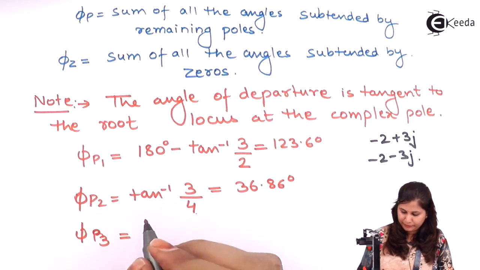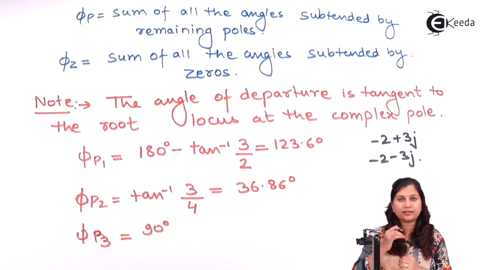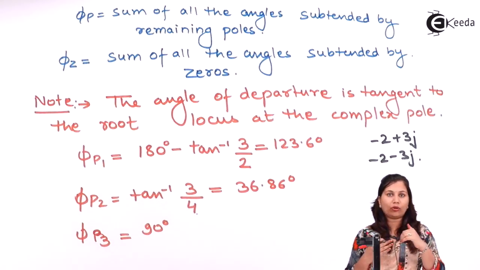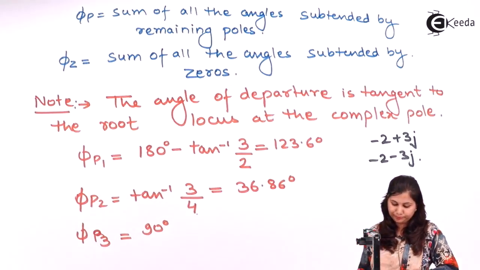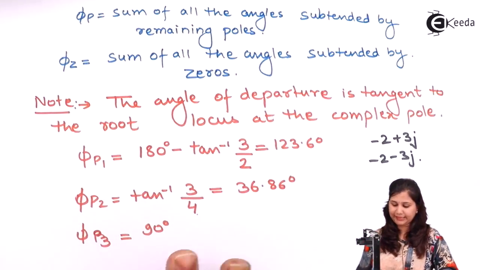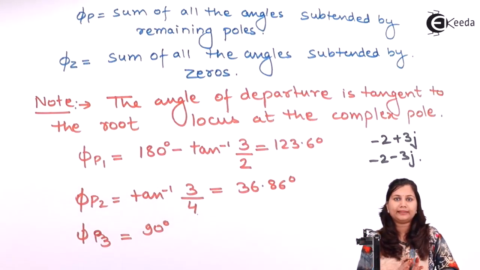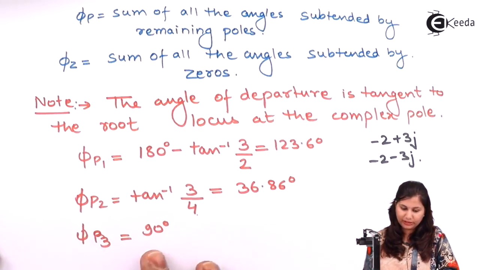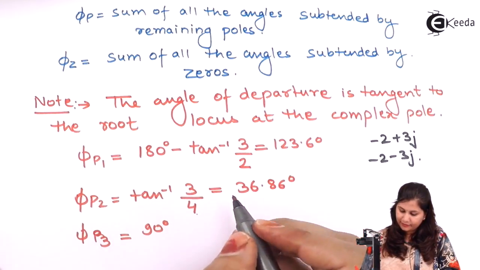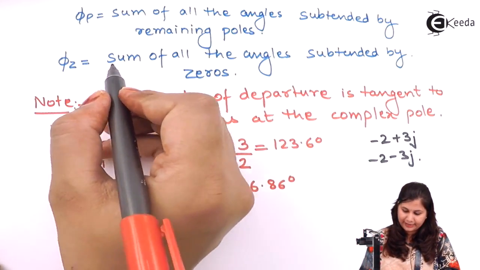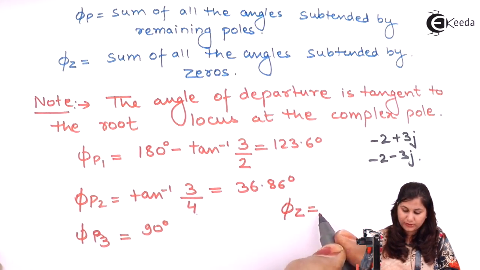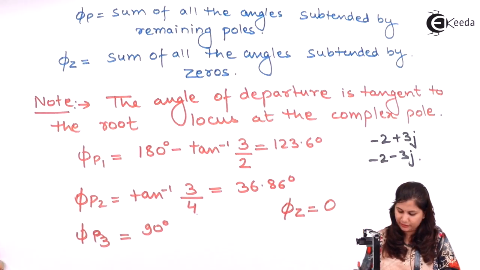Phi p3 will be 90 degrees, because one complex pole will subtend an angle of 90 degrees on the other complex pole. You can obtain these angles by applying trigonometric identities on the root locus. Then you can easily find out these angles. And then we have the angle phi z. Because we have no zeros in this, phi z will be 0.